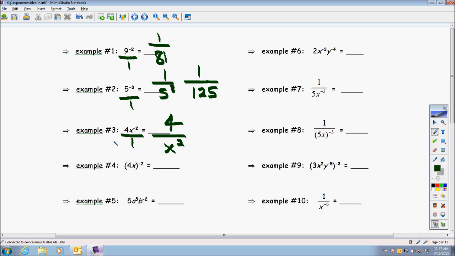Now, the difference between example 3 and example 4: the whole thing is bad here. So put the whole thing over 1. Now we're going to move the entire 4x downstairs. 4x, keep it in parentheses, 4x. But now it's going to become a positive 2. And that's going to become 1 over 16, 4 squared, x squared. And there's your answer.